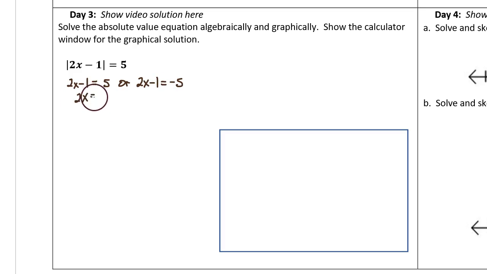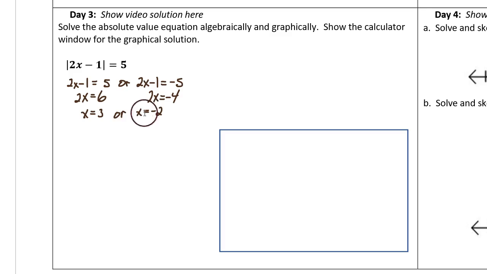This makes 2x is equal to 6, therefore x is equal to 3. This one over here makes 2x equals negative 4, therefore x is equal to negative 2. So there are two answers for x, 3 and negative 2.